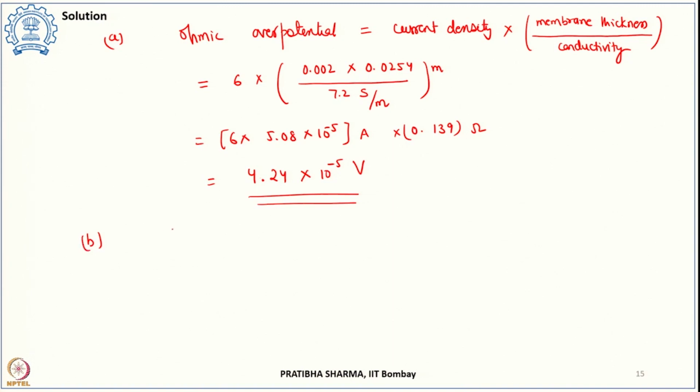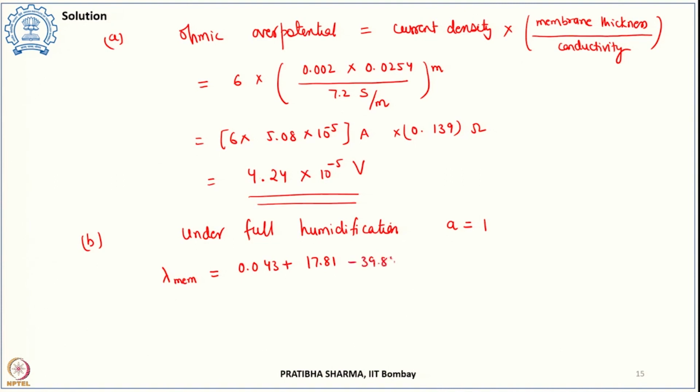In the second part, it is asked that under full humidification condition for the membrane, by full humidification we consider it as the value of A being 1, and when the value of A is substituted in the humidity value for the membrane to be 1, we get a value of 0.043 plus 17.81, everywhere we have substituted A equal to 1, minus 39.85 plus 36, and that comes out to be 14.003.